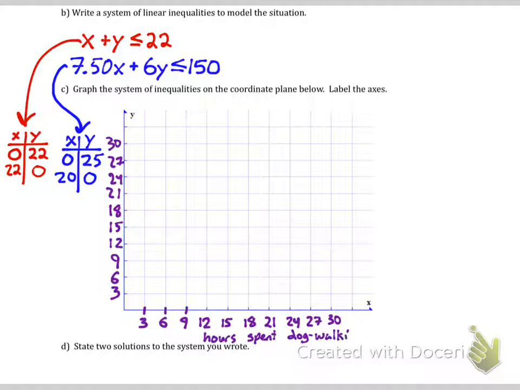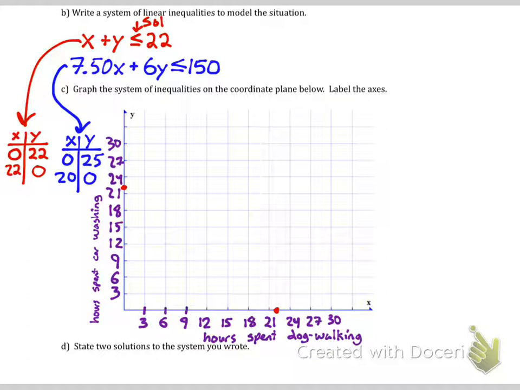Oh, last thing we need to do is write down what our x and our y mean. So x was hours spent dog walking, and y was hours spent car washing. Okay, and I'm going to plot these 2 points here. A few things first off. Notice that one point is 0, 22, and the other point is 22, 0.